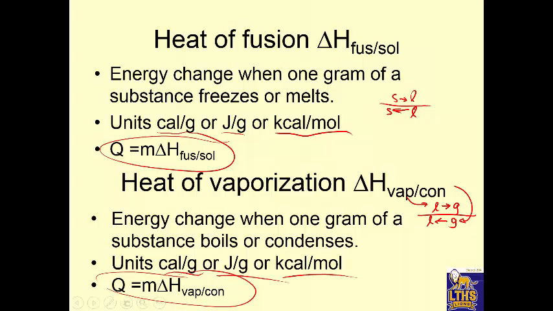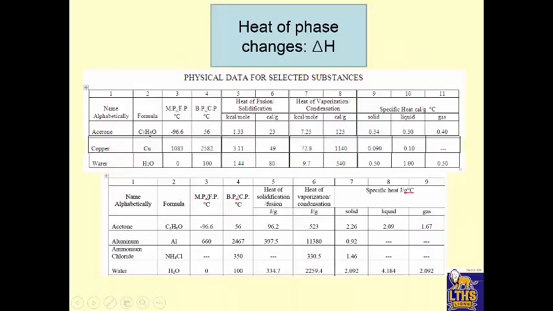And here's the equation. So let's see where we find this on our data table. Columns 7 and 8 are delta H vaporization, condensation. Columns 5 and 6 on your data table are delta H fusion or solidification. And on the other side of your data table, it's the delta H vaporization, but that's in joules, and this is delta H fusion, and that's in joules.